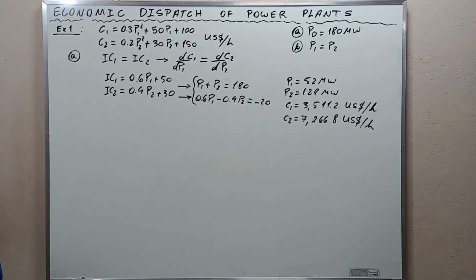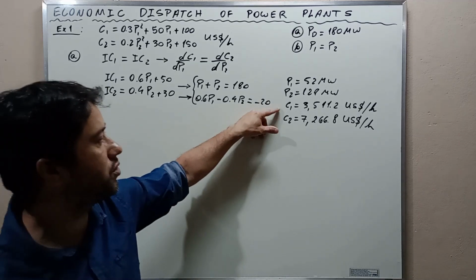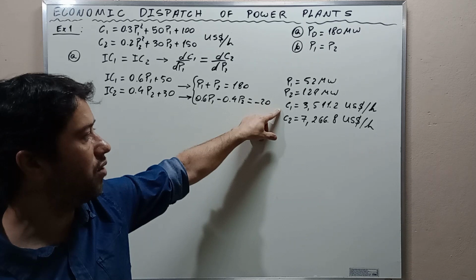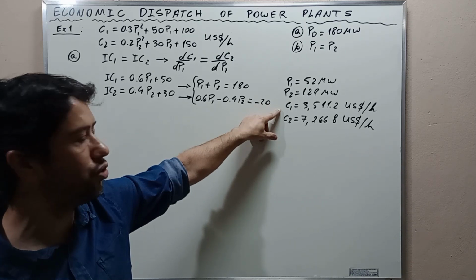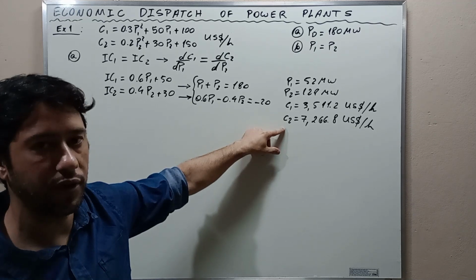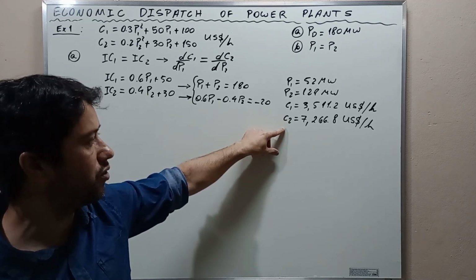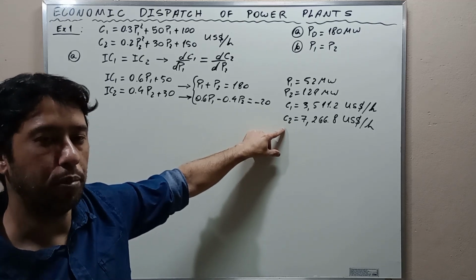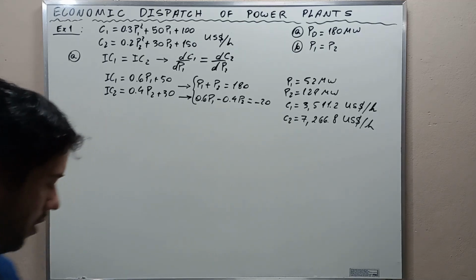These are the costs of operating the generating units. The cost of operating generating unit 1 is $3,511.2 per hour, and the cost of operating generating unit 2 is $7,266.8 per hour. All right.